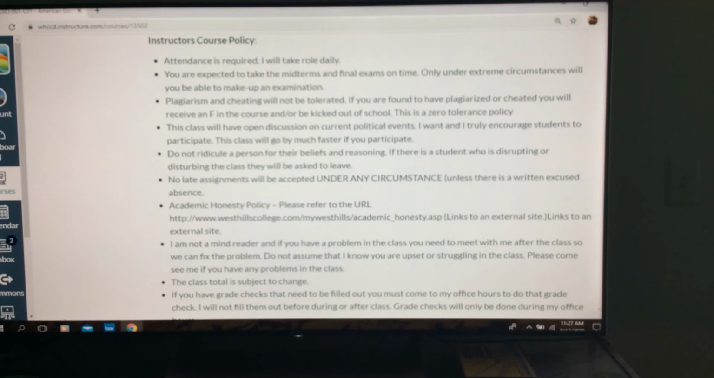Class total is subject to change. I may miss an assignment. I may decide we don't need to do an assignment. I may add an assignment. So that class total of 1,500 will stay the same. Just know that it will remain the same grade scale. If you have grade checks, just let me know. You're going to do it during my office hours, so see me from 10 to 12:30, and I will get those grade checks done for you. Or just shoot me an email, and I can email you back.